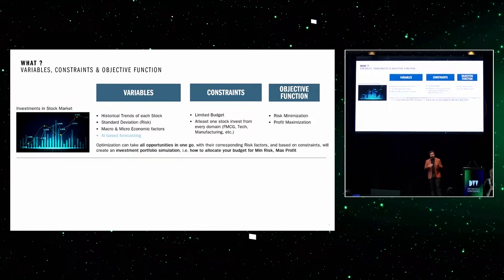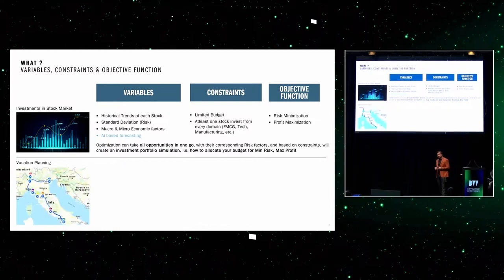And if you feed all of this information into an optimizer or a solver, it can look at your budget, look at your constraints, and allocate your budget for minimum risk and maximum profit. So I hope this makes it clear what variables, constraints, and objective function are.